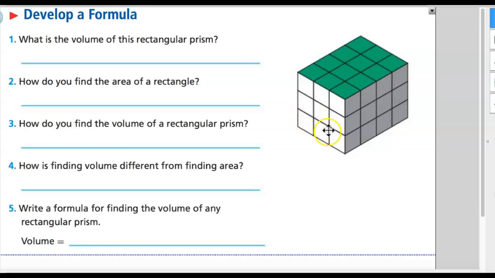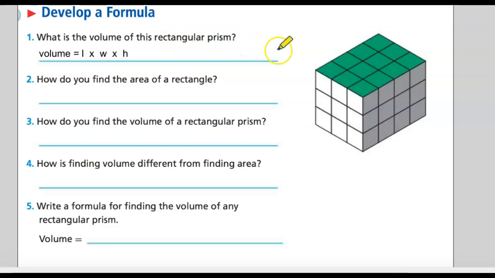You can pretend that you can see each one of these little cubes and count them up, or there's a faster way that we talked about yesterday. And what is that formula? How do you figure out that volume? So to figure out the volume of a rectangular prism, it is the length times the width times the height, which is going up. So this number times this number times this number here.